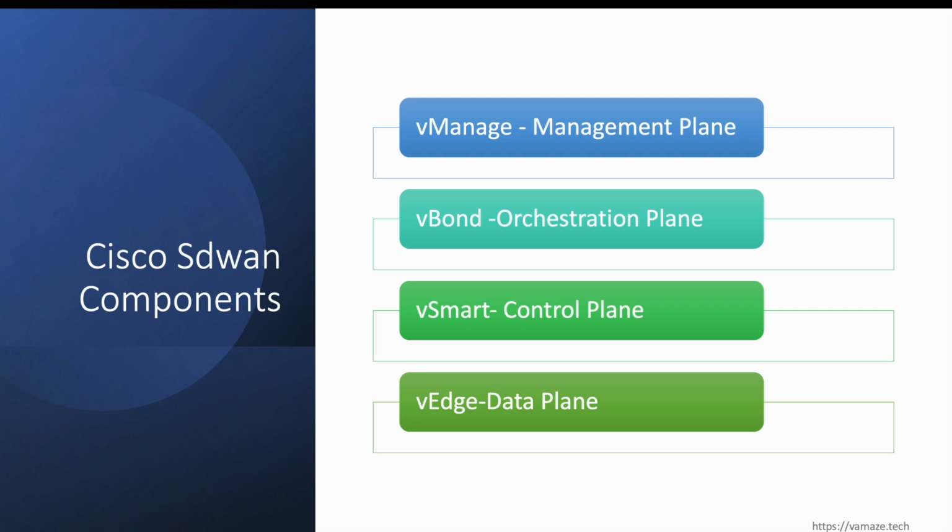Okay, let's go through the Cisco SD-WAN components. There are 4 main components that make up the Cisco SD-WAN solution. They are vManage, vBond, vSmart, and vEdge. vManage works in the management plane. vBond, orchestration plane. vSmart works in the control plane. And the vEdge or the WAN edge routers work in the data plane. Cisco SD-WAN decouples the control plane from the data plane.